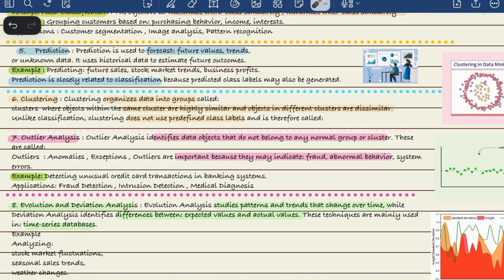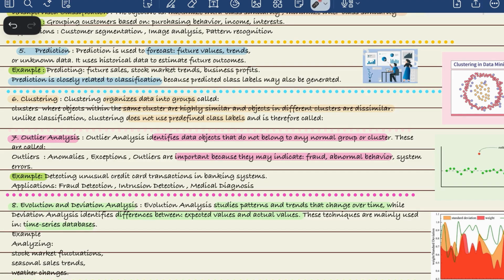Similarly, we have number 6, that is clustering. So clustering is like the twin brother of classification, but there's a massive twist. In clustering, we have no predefined labels, no training data. We just dump a massive pile of raw user data on the algorithm and say, find a pattern. So clustering is always unsupervised. It is always unsupervised. There are no defined labels over here.